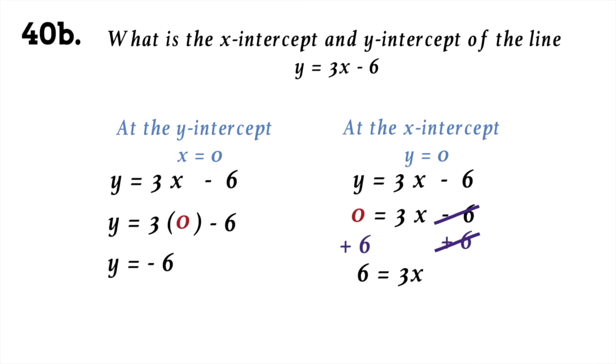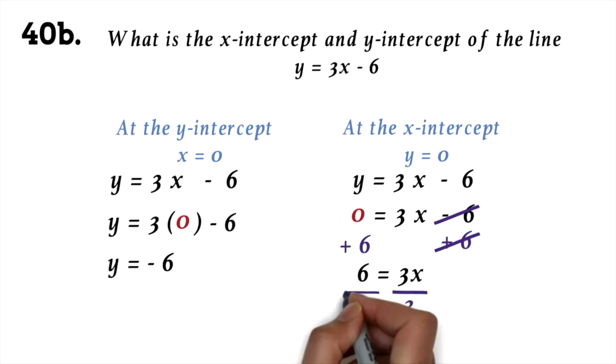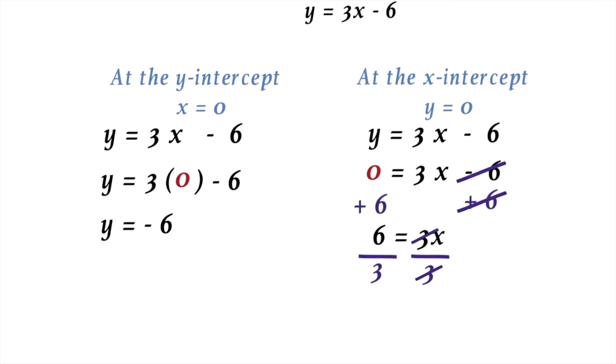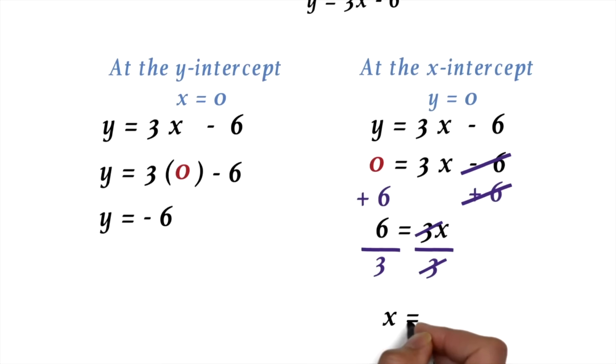Next, we'll divide both sides by 3. The 3 will cancel out. 6 divided by 3 is 2. Therefore, the x-intercept is 2.